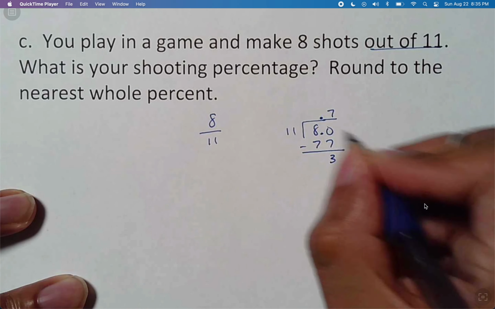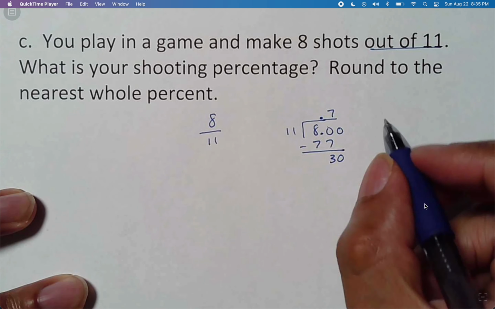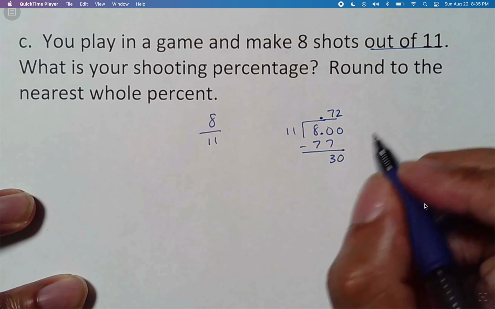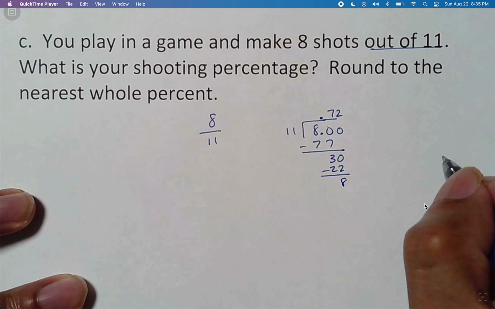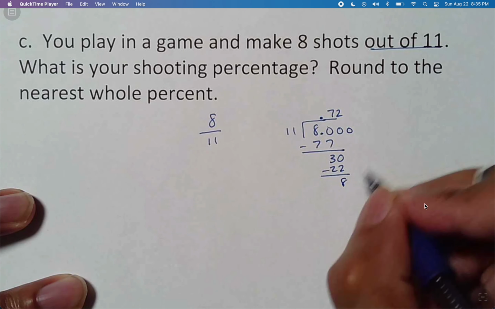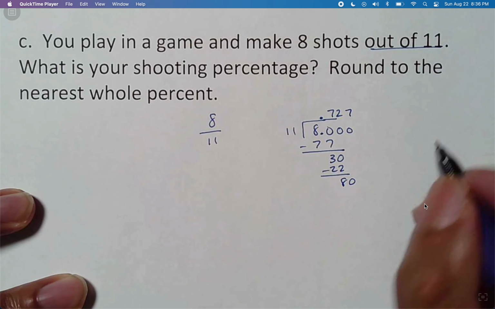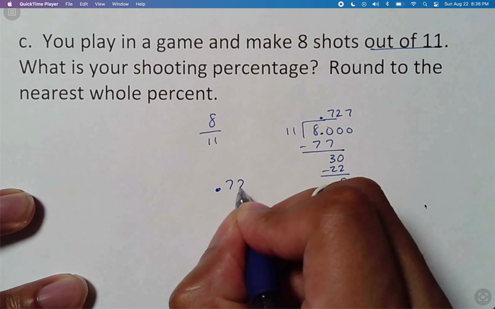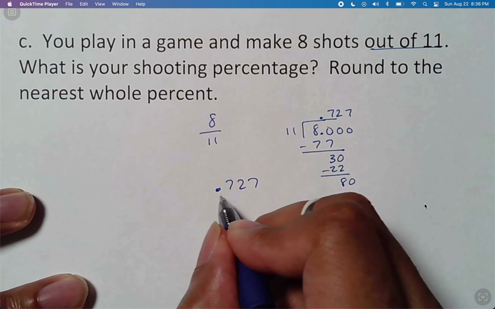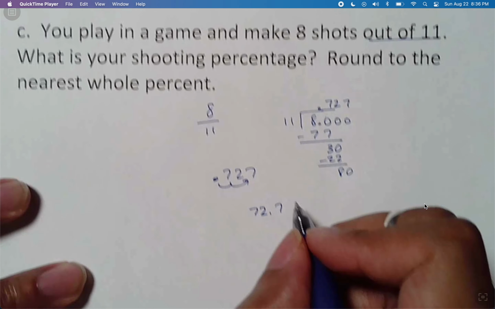Subtract, getting 3. Again, I need another number, add a 0, bring it down. 11 goes into 30, I think 2 times because that would be 22 without passing it up. Subtract, you get 8. We need a third number, so add this 0. 11 goes into 80 7 times, and I don't need anything else because I just need a third digit, so we have 0.727.